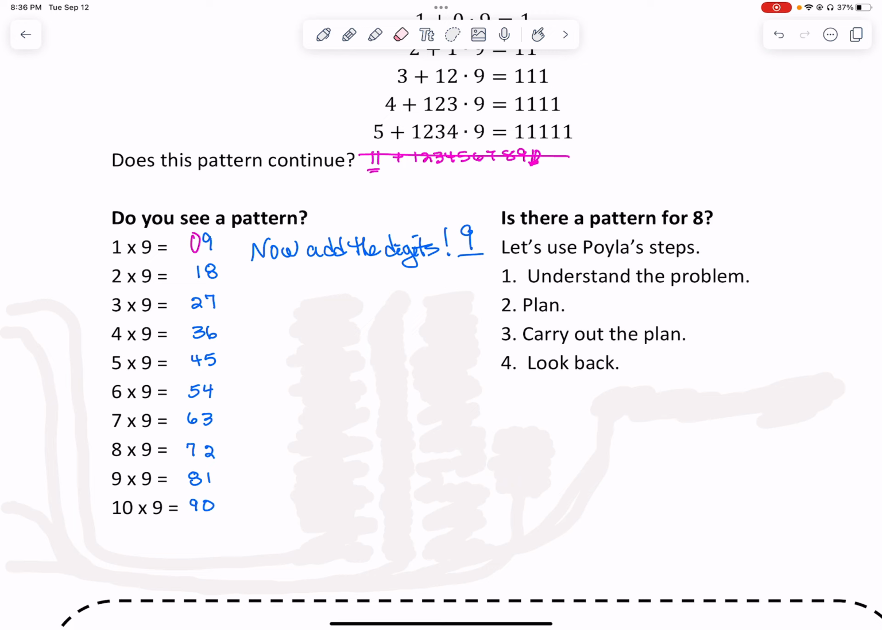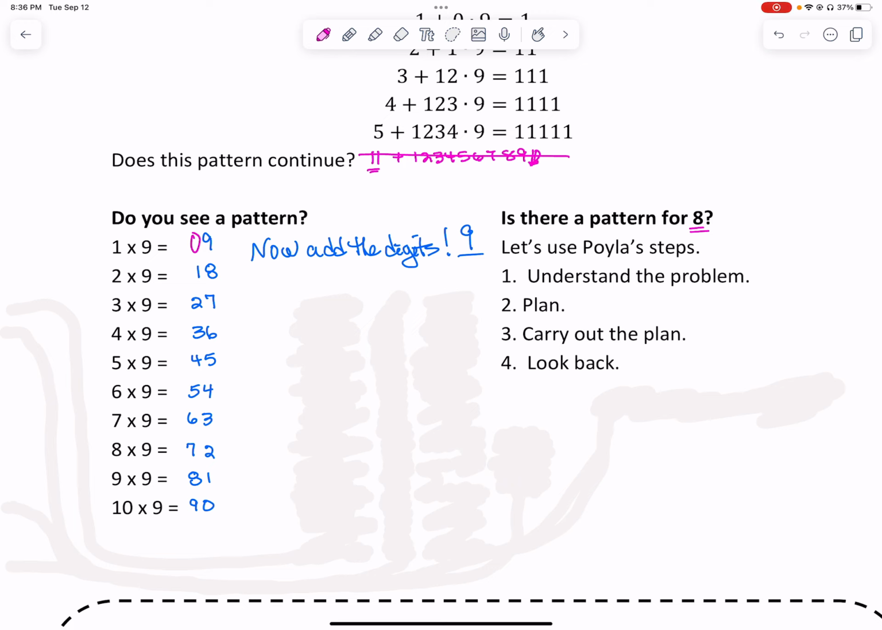So the question is, is there a pattern for 8? So we're going to use the problem-solving steps, okay? So understand the problem. Make a plan. The problem is: is there a pattern for 8? So let's talk about my plan.